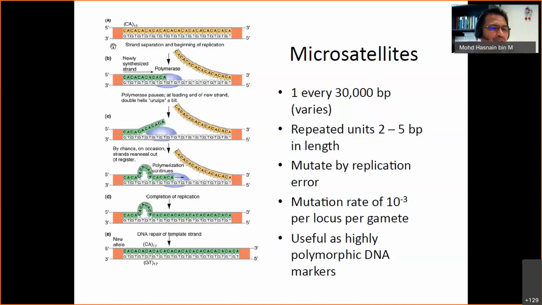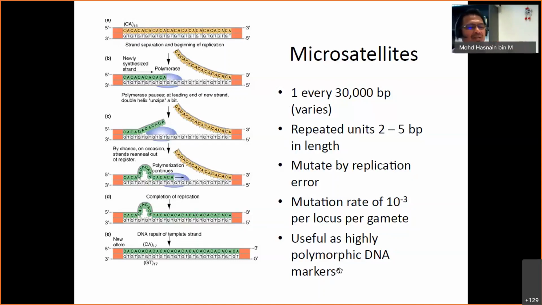Sometimes you get CAGA. Okay, (CAGA)4, 4 repeats of CAGA. So it repeats 10 times, for example. So repeated units of 2 to 5 base pairs, and it can go on until very long. This one is mutated by replication error during replication, with a mutation rate of 1 for every 1,000 per locus per gamete. So microsatellite can also be used as a polymorphic DNA marker.